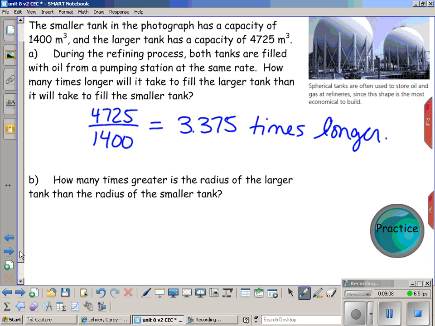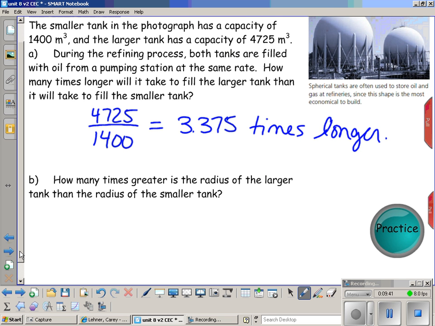Now we want to know how many times greater is the radius of the larger tank than the radius of the smaller tank. So what we have to ask ourselves here is, what does the radius involve? Is the radius a linear dimension, so we would just need scale factor? Is the radius part of an area, or is the radius part of a volume? Radius is just a linear dimension. So therefore, we are just looking for what is the scale factor, and then how many times greater is the radius of the larger tank.